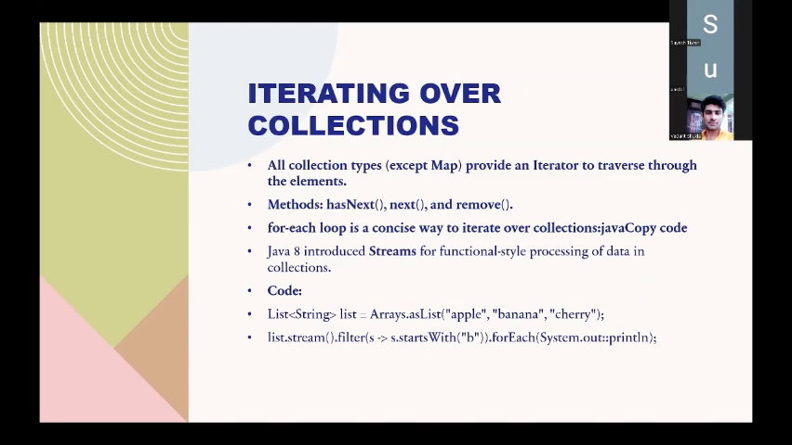Now, iterating over a collection. This is a very important concept which we need to know before starting with the implementation part, and that is how to iterate over a collection. All collection types except maps provide an iterator to traverse the elements, with methods hasNext, next, and remove. The for-each loop is a concise way to iterate over a collection in Java.